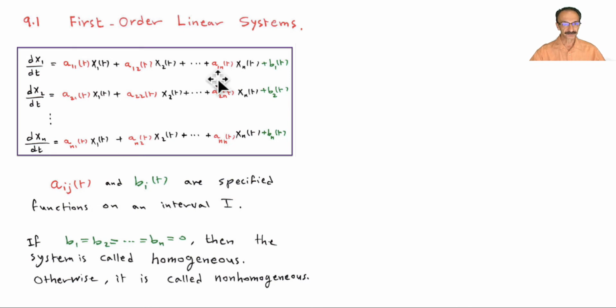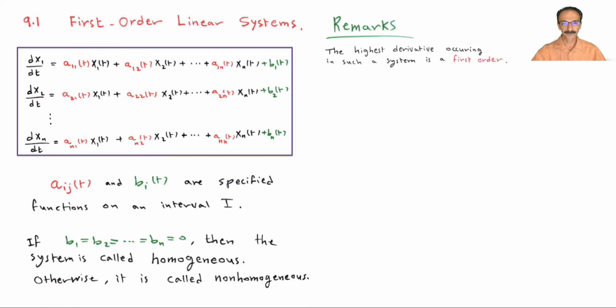If b1 and b2 all the way to bn, all of them equal 0, that means they're not there, and the system is called homogeneous. Otherwise, it's called non-homogeneous. Remarks. The highest derivative is first order, as you could see. There is no second derivative or third derivative.